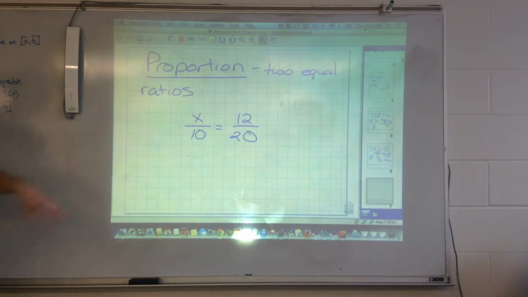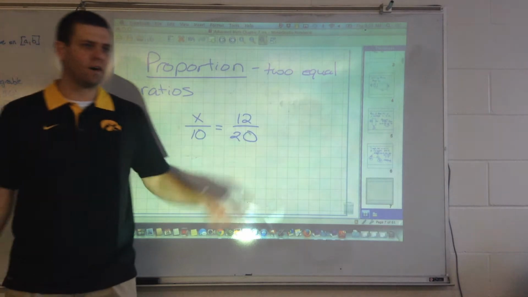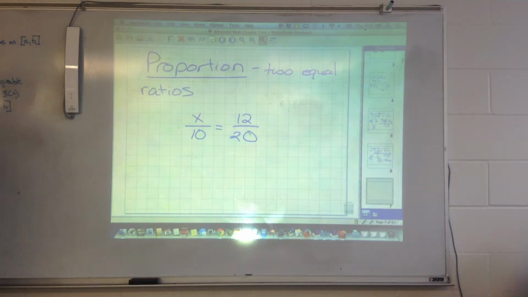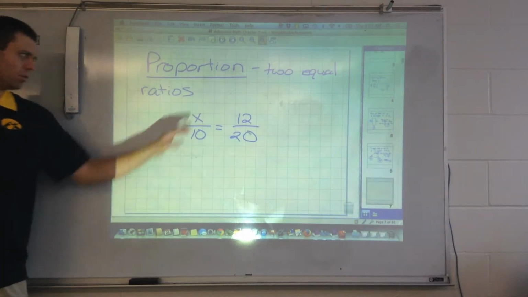On a quiz, somebody gets 6 out of 10 right, somebody gets 12 out of 20 right. Who got the better grade? Nobody. You got the same grade, because they're the same. They're equal amounts. So x would equal 6 in this case.